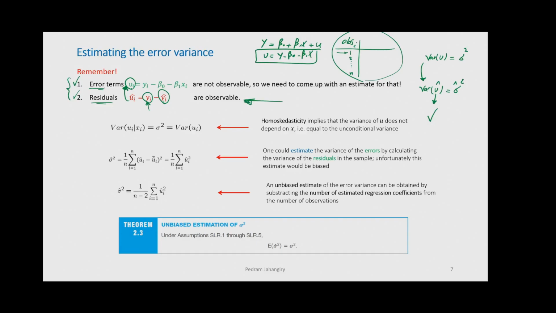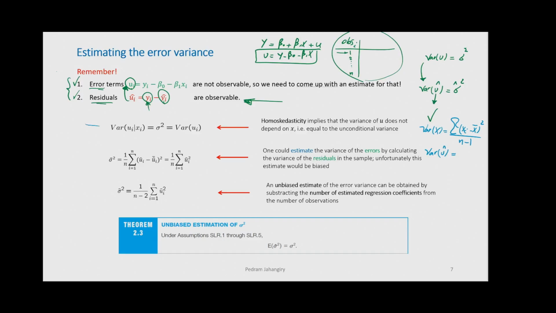Then I'm going to use the formulas from statistics. Remember, the variance of x is equal to the summation of x_i minus x bar to the power of 2, divided by n minus 1, right? So let's see if we can come up with the variance of u hat in the same manner. Let's look at that.